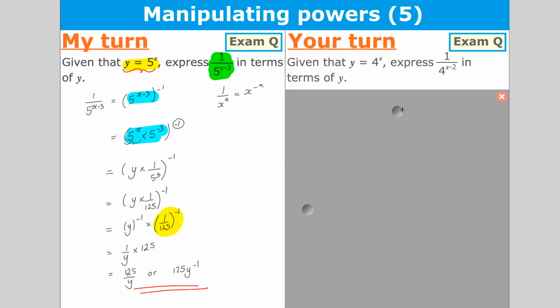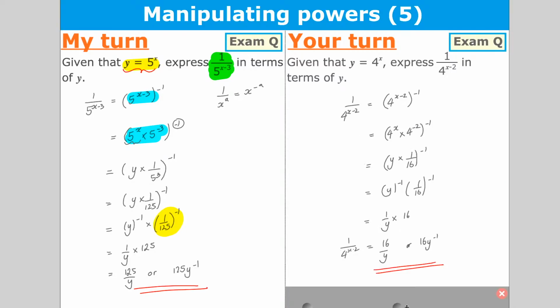Okay, let's see what I got this morning when I did it. I got 16 over y, like so many of you are getting. Or you could write that as 16y to the power of negative 1. I kind of like 16 over y the best. Definitely like that the best.